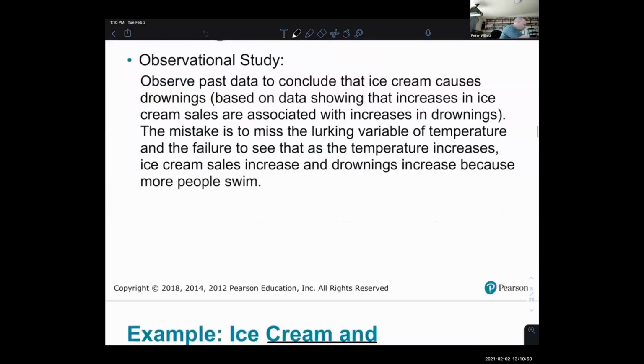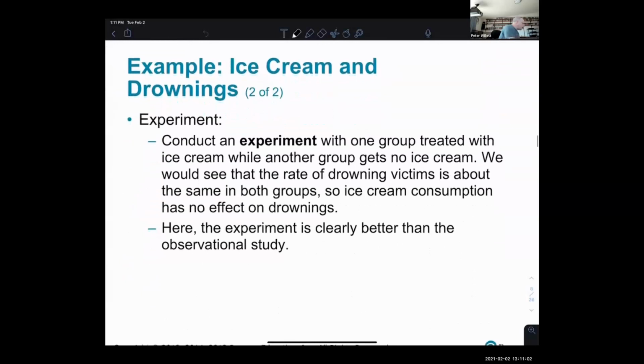So in the follow-up to this, it says if you were trying to investigate this with an experiment instead of an observational study, you could conduct an experiment with one group treated with ice cream, the ice cream group, while another group gets no ice cream. And then you could see if the rate of drowning victims changed or if it's about the same. So that you could really look to see if the difference in the groups was that one ate some ice cream and the other didn't. And if that group that actually ate ice cream had a higher rate of drowning, then maybe you could say there's this causational effect because that was the only thing that was different between the two groups.